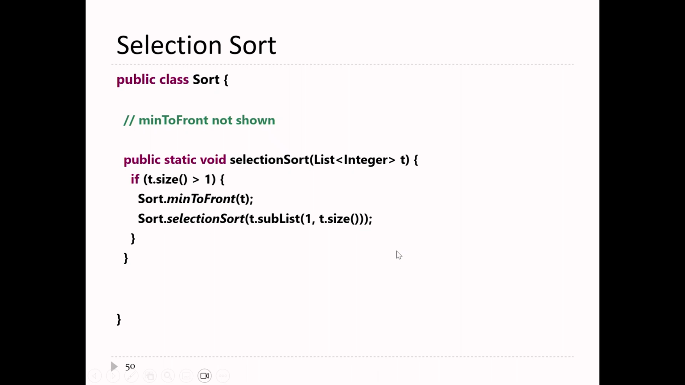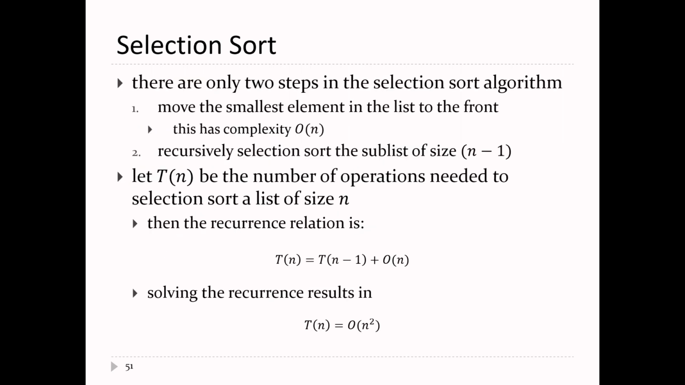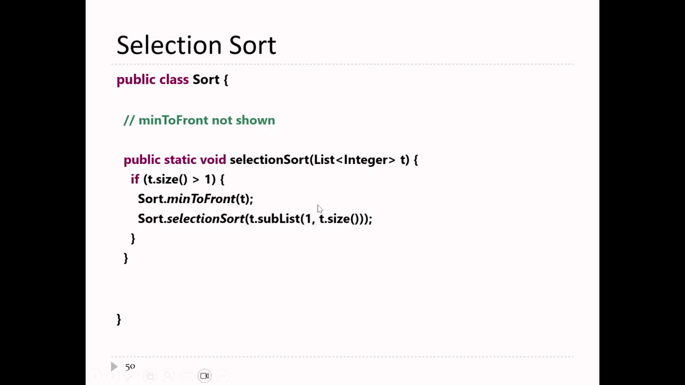So what does this do at each step? Well, it selection sorts a list that's one smaller than the previous list, so to sort a list of size n, you need to sort a list of size n minus 1. What else do you have to do? Well, I need this min to front step. So I need to move the smallest element to the front of this list.